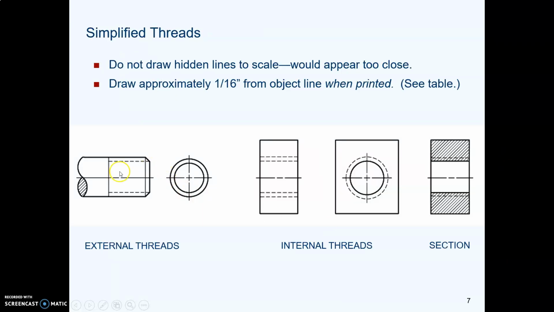And you don't draw them to scale, because if you did, the hidden line would be too close to the edge and they'd all blur together. So what you do is you draw that hidden line about 1/16 of an inch away from the edge of the bolt or the edge of the hole.